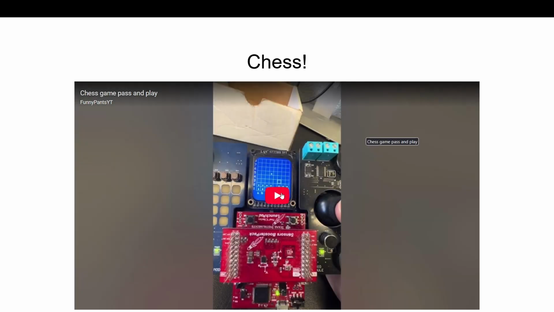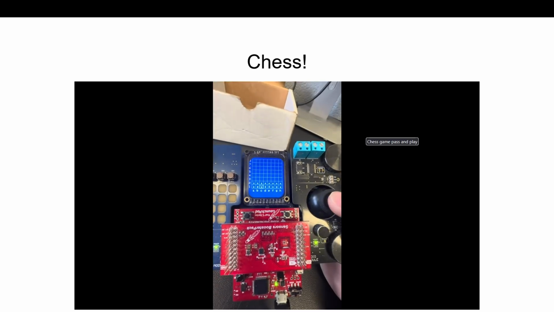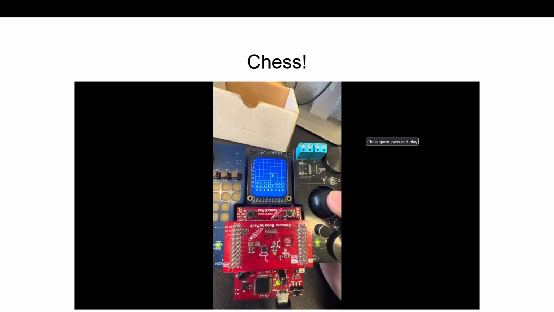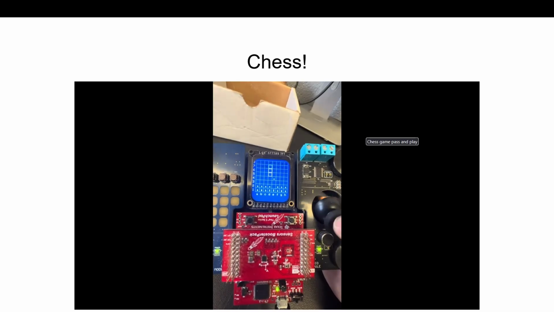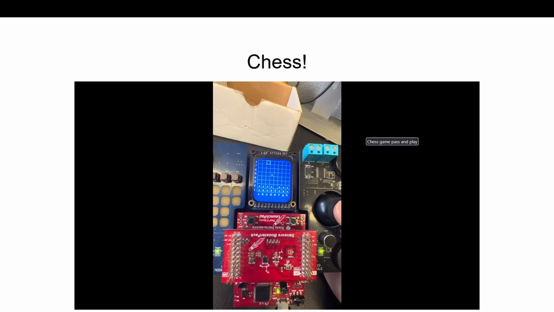It's chess on the TM4C microcontroller. So here's a short video showing the overview. This video is going to showcase this chess game I made, just a little overview. This is the pass and play version where two players can play against each other. You can see it's white's turn, then it's black's turn, stuff like that.